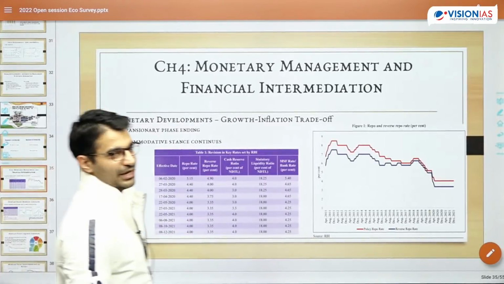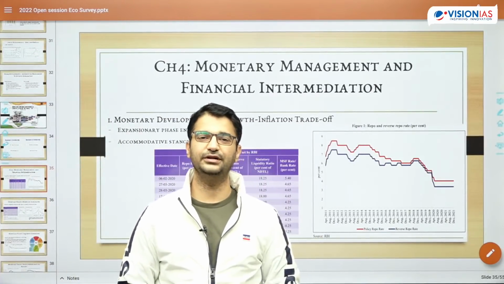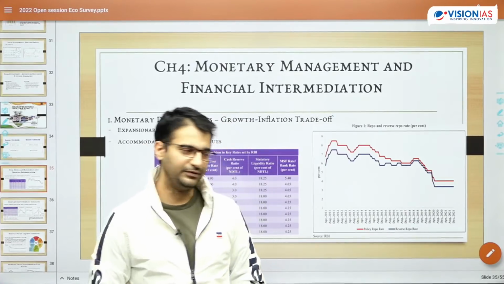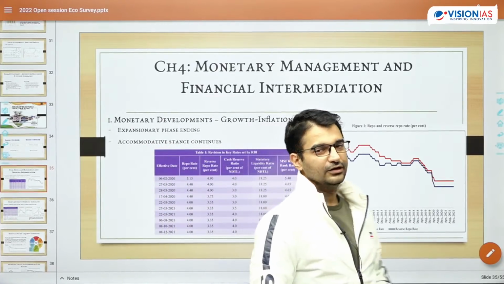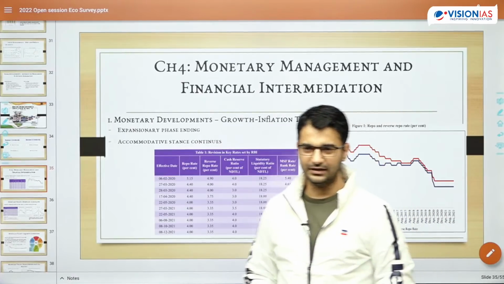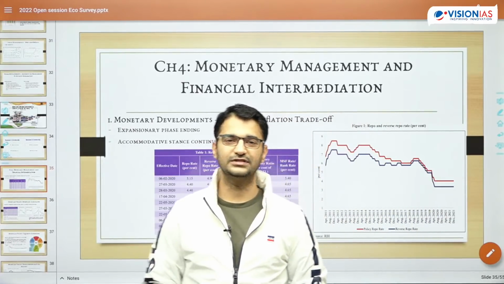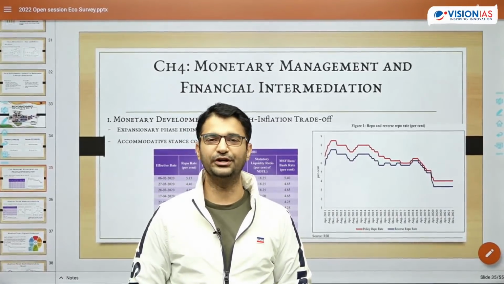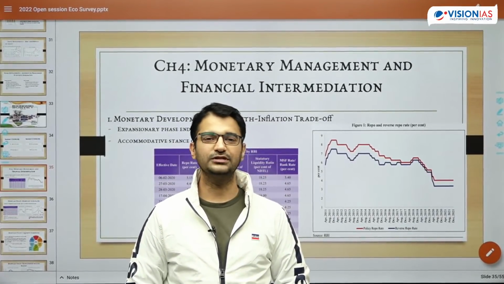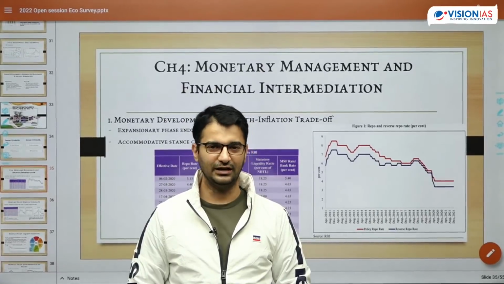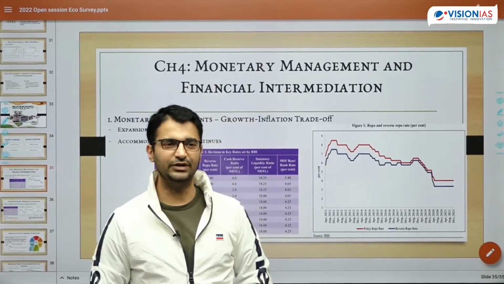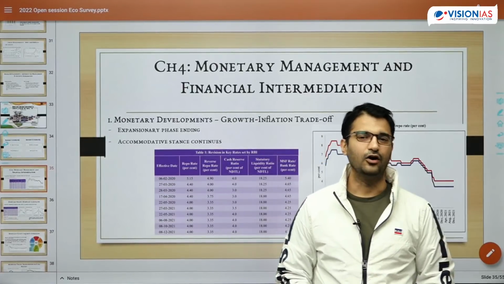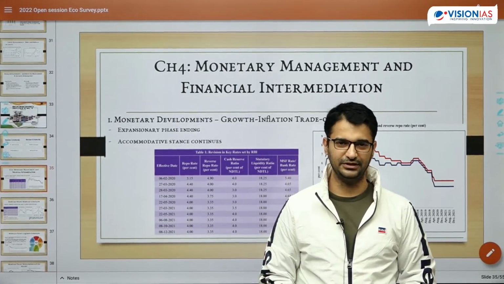This chapter of monetary management and financial intermediation deals with basically our monetary policy. In monetary policy, we have first, what was the supply of money? Second, was the supply of money transmitted into the economy by the banking system? That is monetary policy transmission. What was the liquidity situation in the economy last year? Was liquidity in surplus? Was it available when needed? All these things will be discussed in this chapter.